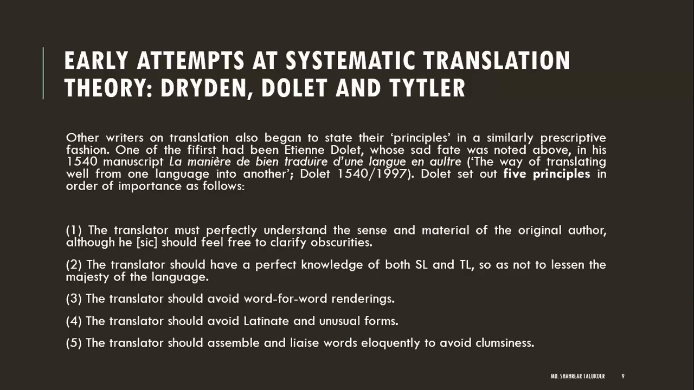The translator should assemble and liaise words eloquently to avoid clumsiness. So you see, assemble and liaise means you have to put them together. You must have some kind of coordination when you want to translate, and also you must be very eloquent. That means words eloquently to avoid clumsiness. That means you shouldn't use lots of words to explain a single word. That will cause a kind of clumsiness. Clumsiness means it's a kind of awkwardness, difficulty. Okay, people will not find it interesting. That is very uninteresting. We call it clumsiness.